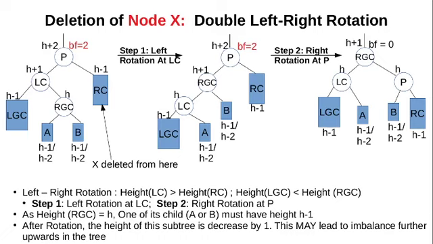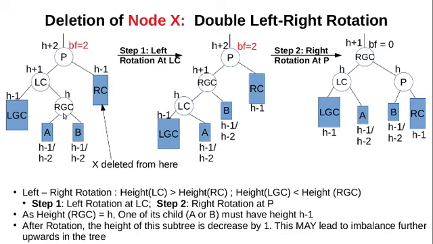When we do the left rotation at LC, the RGC moves upwards and LC falls on its left. Note that this rearrangement does not violate the binary search tree property, as the value of LC is less than the value of RGC.